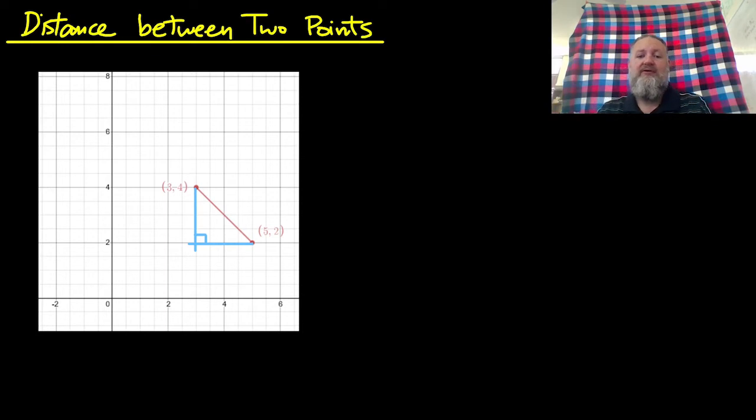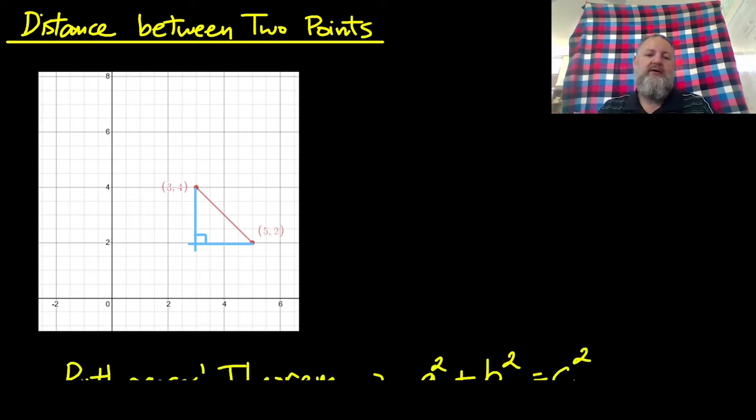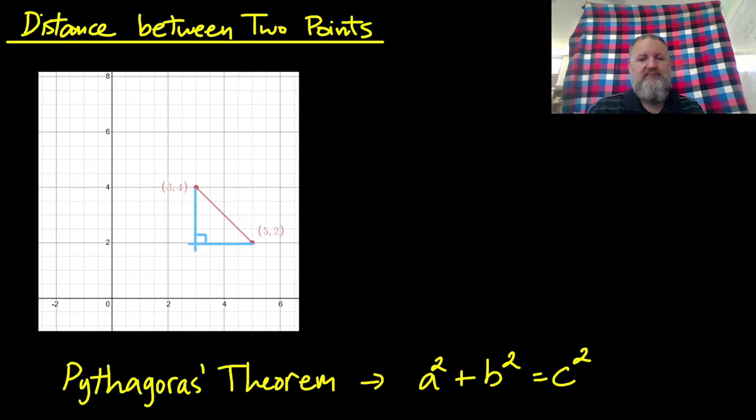And what do we know about right-angled triangles? Well, we know Pythagoras' theorem, right? If this was a, this was b, and this was c, we would know that a squared, this length squared, plus b squared, this length squared, would equal c squared, this length squared. Now that is really the whole story. I could stop the video right now and you could work out every distance between 2 points just using that Pythagoras rule.